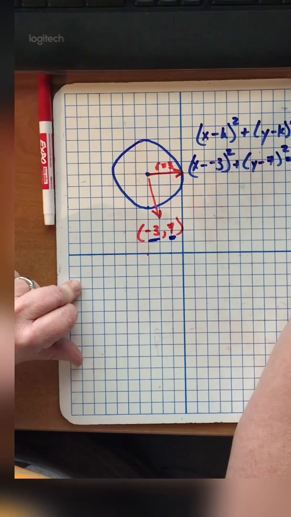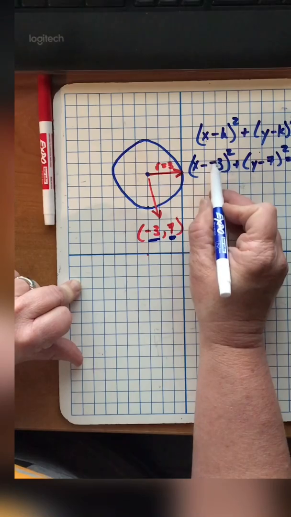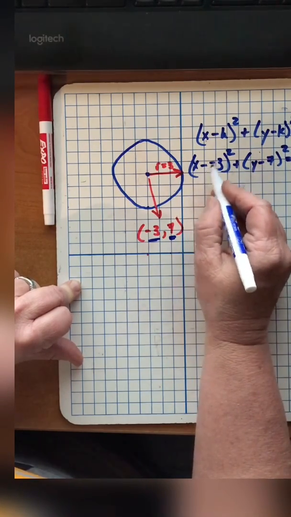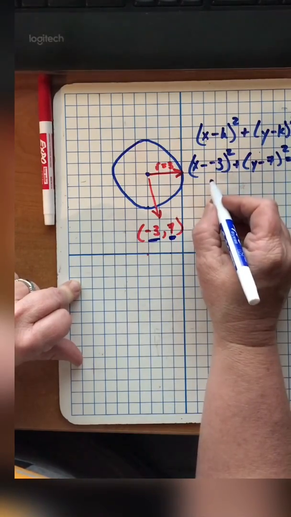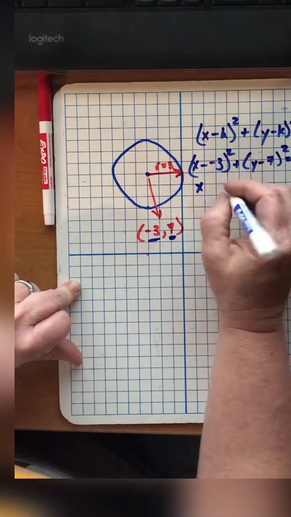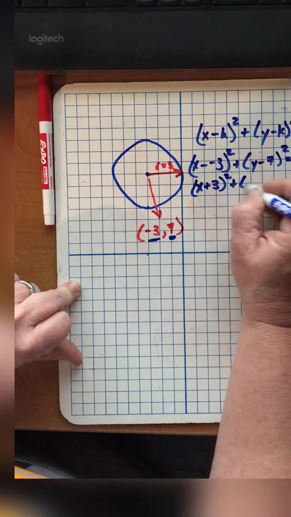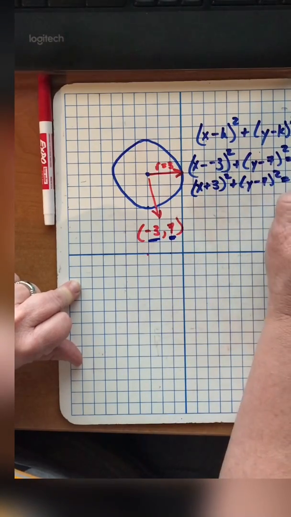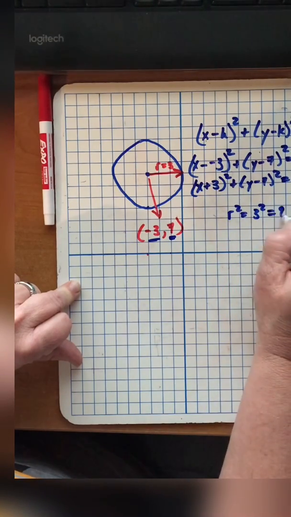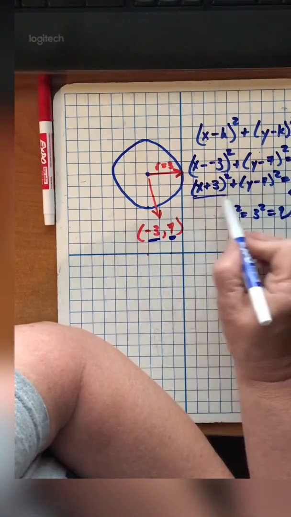Okay? Now see this right here, I've got a minus a negative. Anytime you have a minus a negative, that's the same thing as saying plus. If you did 4 minus a negative 3 in your calculator, you would get 7. So to clean this up, this is really x plus 3 squared plus y minus 7 squared equals 9. And remember, r squared equals 3 squared equals 9. That's where the 9 comes from. So that's the standard equation.